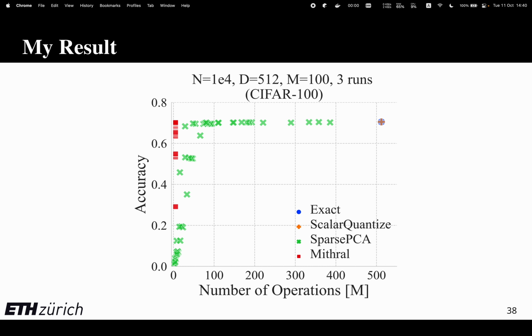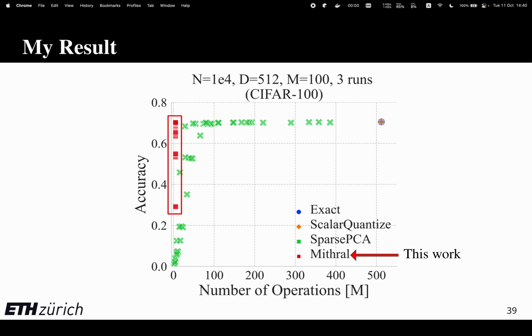And the green crosses are the sparsity. As we increase the number of operations, they converge to the best performance possible. And this is the code name of this work in their code. By their method, we can achieve quite good accuracy by just slightly increasing the number of operations conducted.